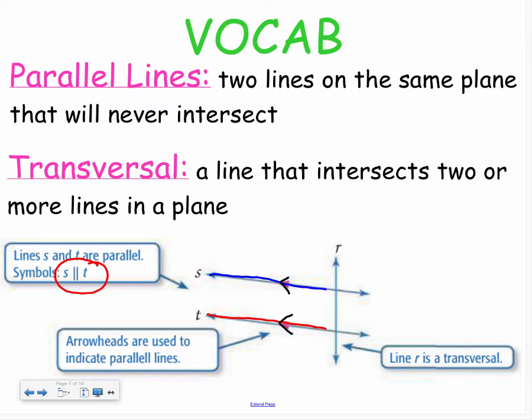So another type of line that we are looking at is the transversal. That is one that cuts between two or more lines on the plane. So we have line R cutting through both S and T. So it is running through two other lines.